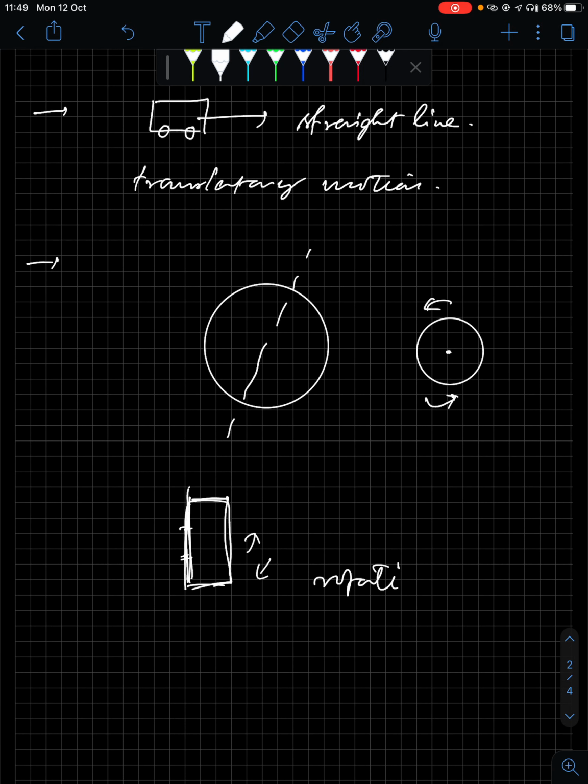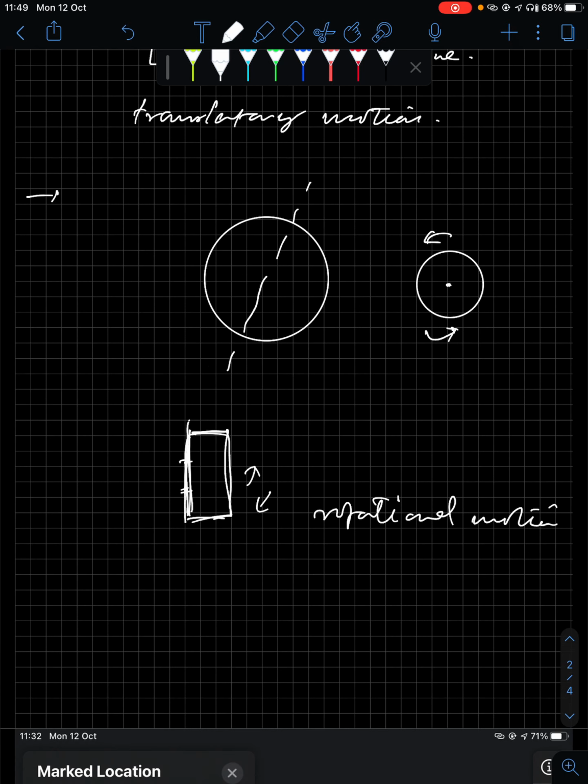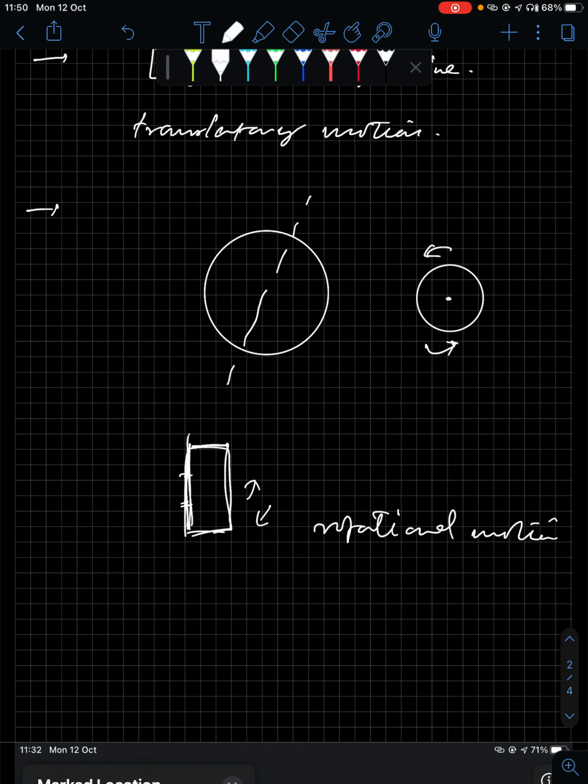All right, rotational motion. Now you can have a special case, just like I said, in case the body, say this is the sun and the earth is revolving around it. Okay, so in that case you say that the earth has a circular motion around the sun. This you will call as circular motion.